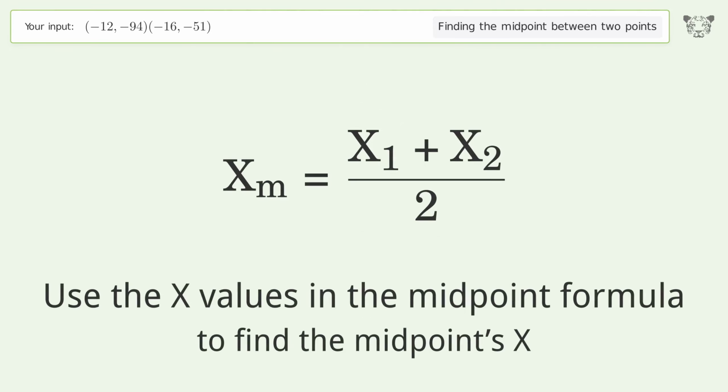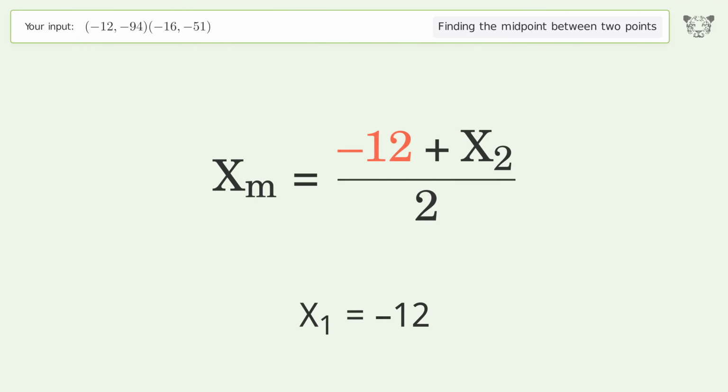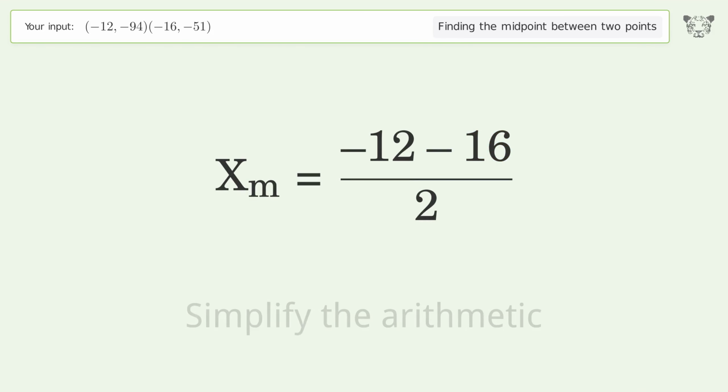Use the x values in the midpoint formula to find the midpoints x. x1 equals -12. x2 equals -16. Simplify the arithmetic.